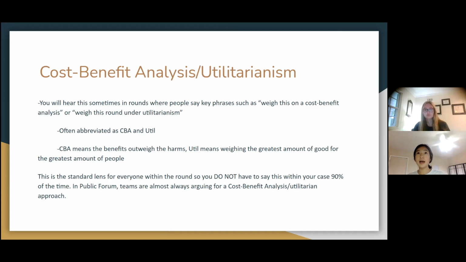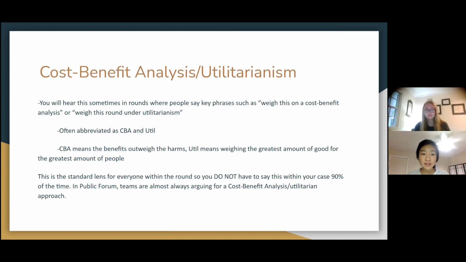So that's when you look at if you have a really big impact that affects millions and billions of people, then you might do better under a util framework because you're saying, judge, vote for the team that impacts out to the greatest number of people. Whereas cost benefit analysis is just vote for the team who has the greatest number of benefits versus harms.